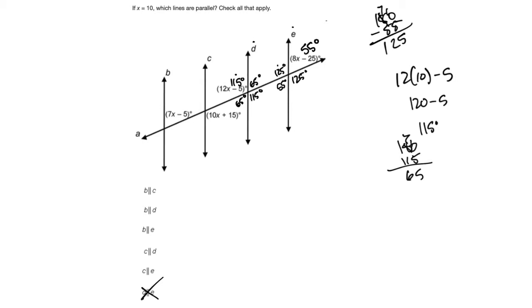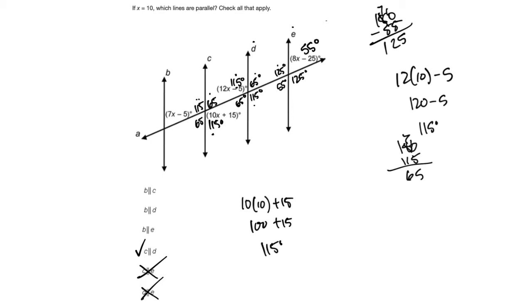Okay, what about C? So 10 times 10 plus 15, 100 plus 15, gives us 115. So that's 115, which means that's 65, 115, and 65. So corresponding, alternate interior angles, alternate exterior. Yeah, so C and D, definitely parallel. C and E, definitely not parallel.